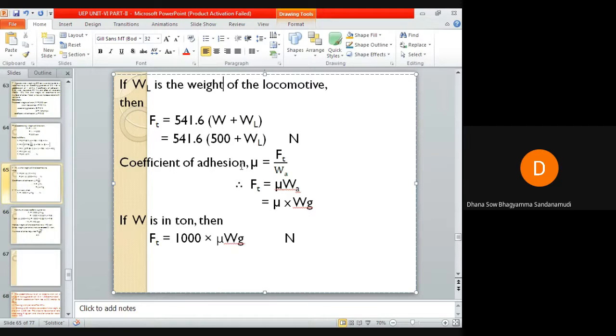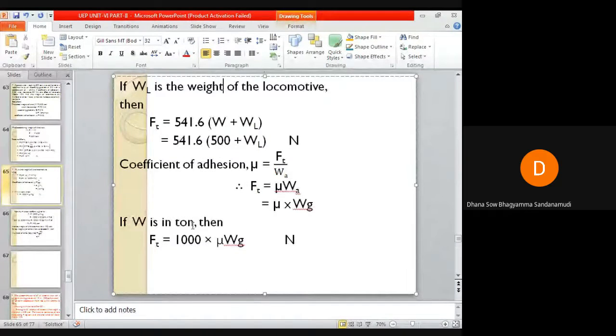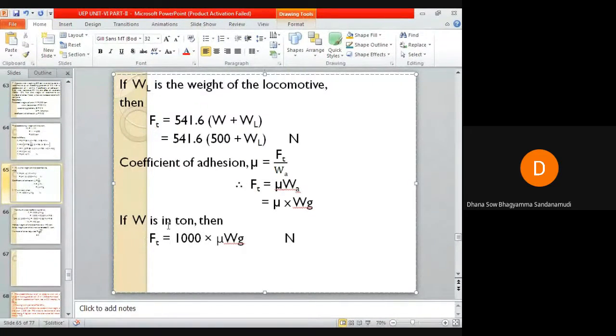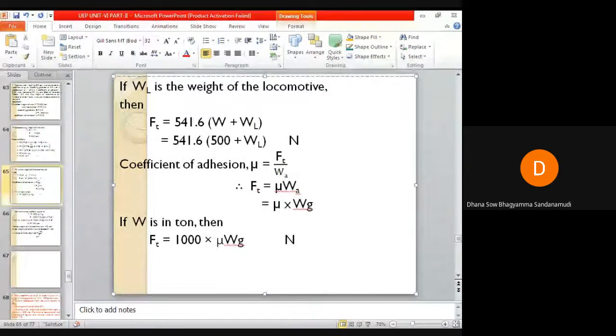Now, the coefficient of adhesion formula you already know: mu is equal to Ft by adhesion weight. So you can rewrite this formula as Ft equal to mu into Wa. The adhesion weight Wa is nothing but W into G. If W is in tonnes, then Ft will become 1000 into mu into W into G, where G is nothing but 9.81. Just write it down, and as soon as you complete, inform me.